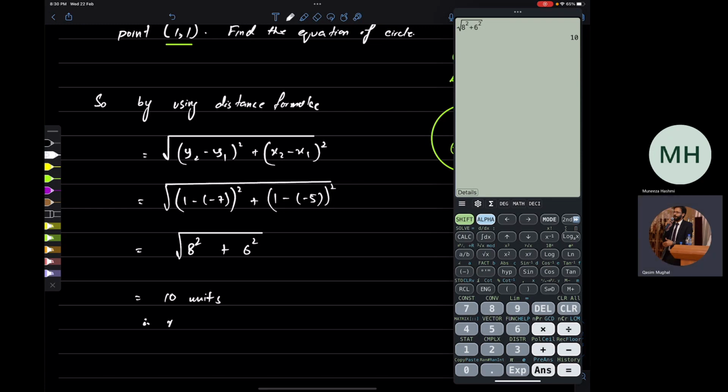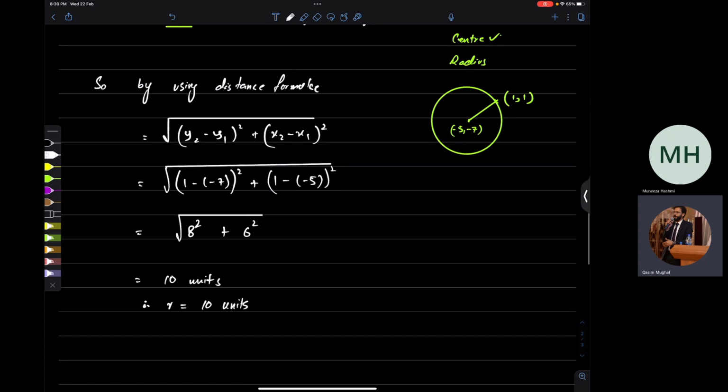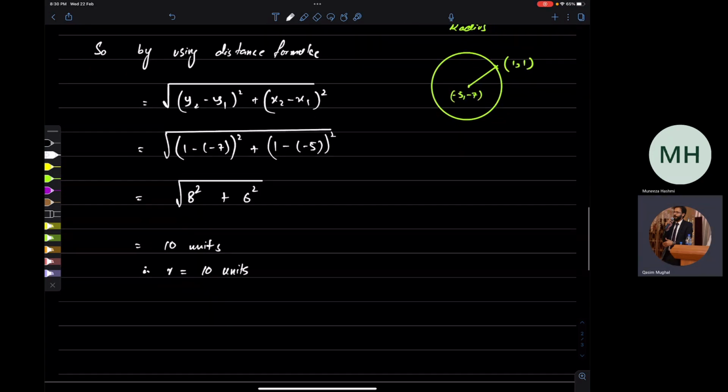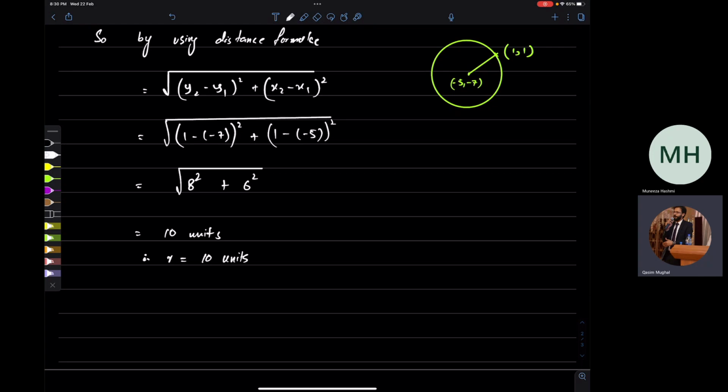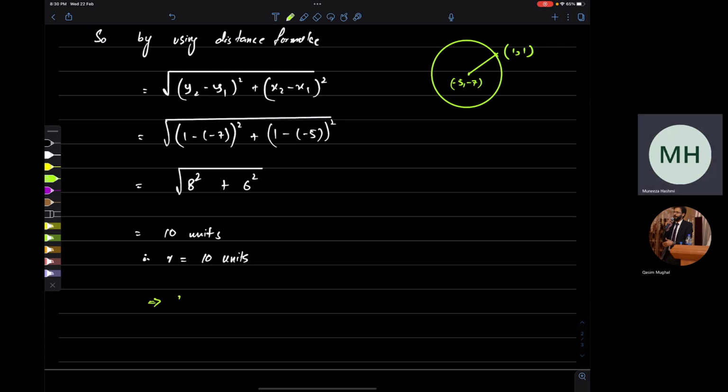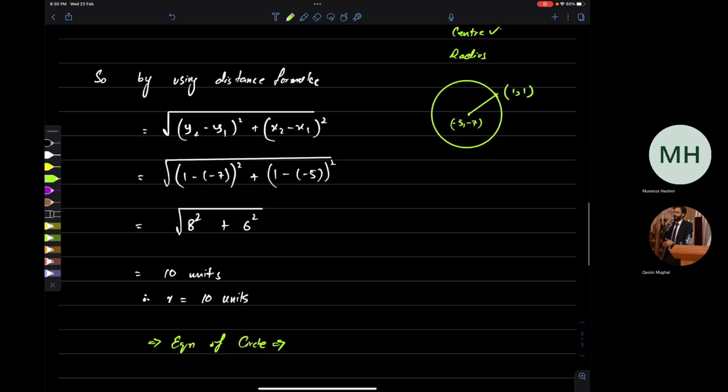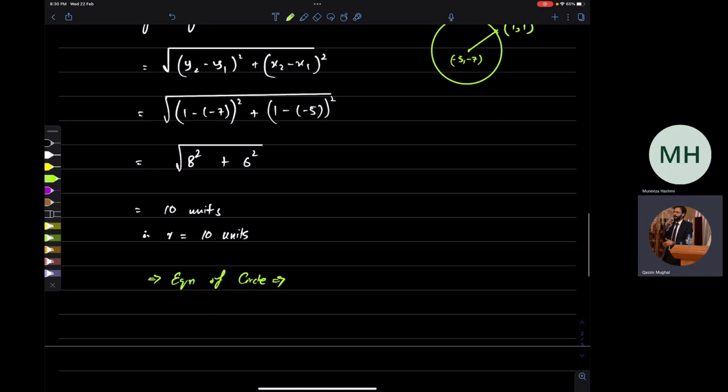Therefore, radius is 10 units. Now you have the radius and you have the center. Now you should be able to find the equation of the circle very easily. Now the equation of the circle, come on, help me to write it down. The center is -5, -7, so here it is plus 5 and plus 7.